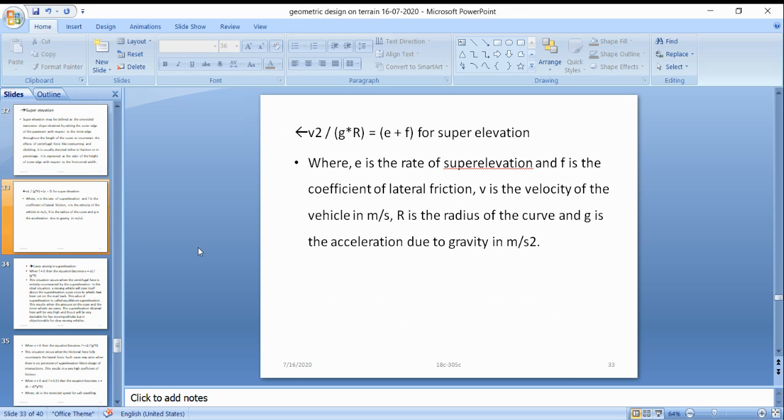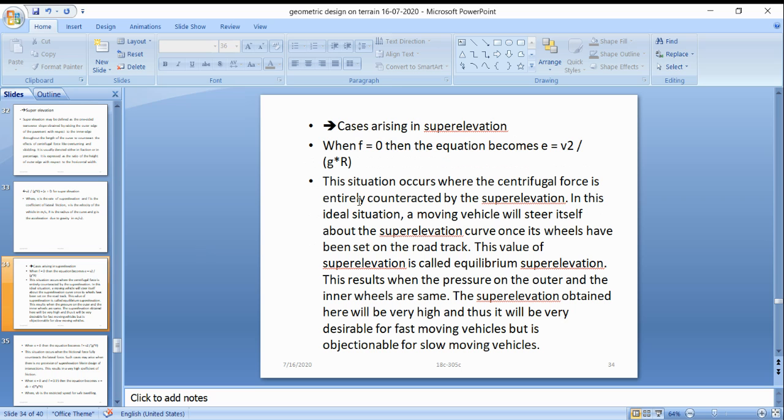So here V square by g into R equals E plus f for the super elevation, where E is the rate of super elevation, f is the coefficient of lateral friction, V is the velocity of the vehicle, R is the radius of the curve, and g is the acceleration due to gravity.